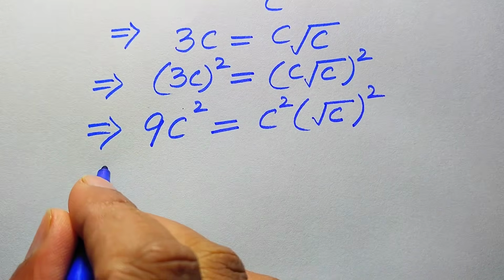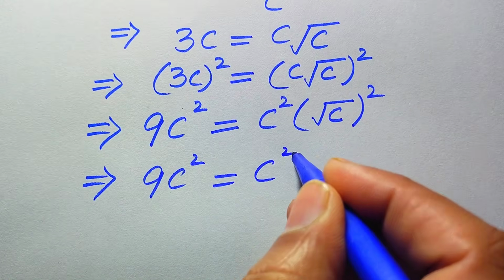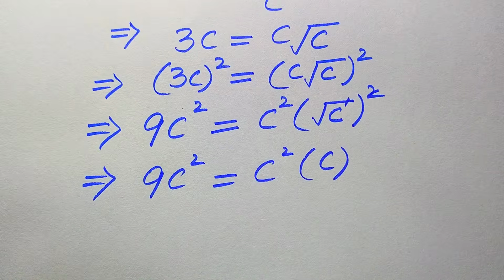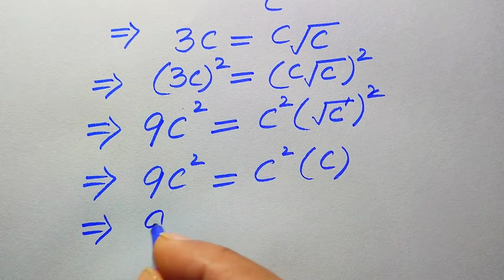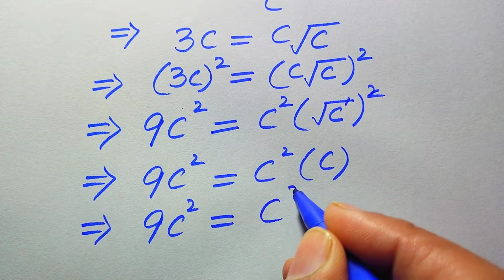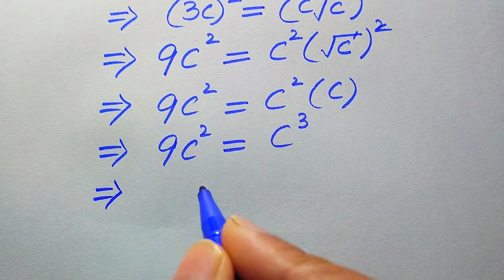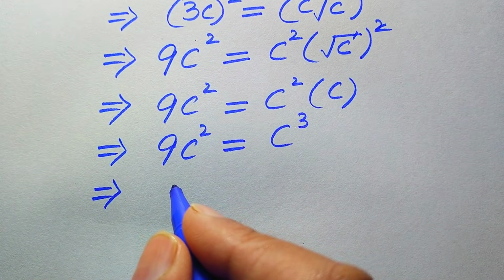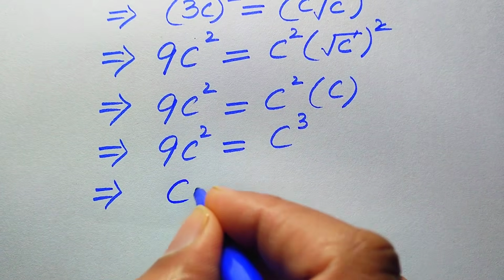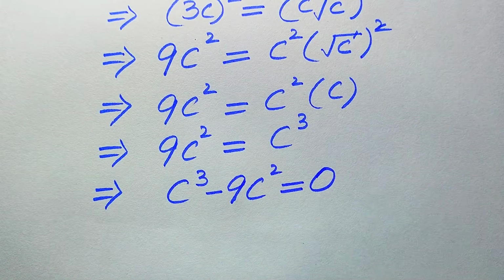Further, we simplify and it will be written as 9c² = c², and the square and square root are gone, and we get only c. Then we simplify the right hand side, and c² multiplied by c becomes c³. Both of these terms involve c, so we move the terms from the left hand side to the right hand side. 9c² becomes minus 9c², and the whole equation is equal to 0.